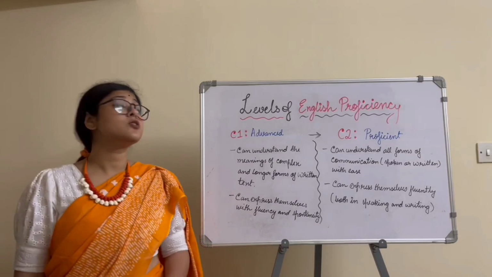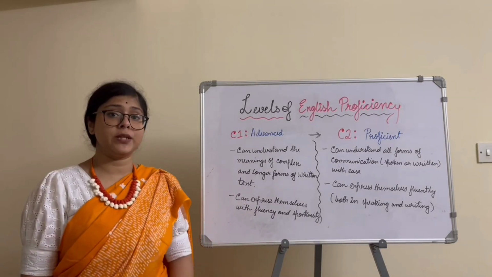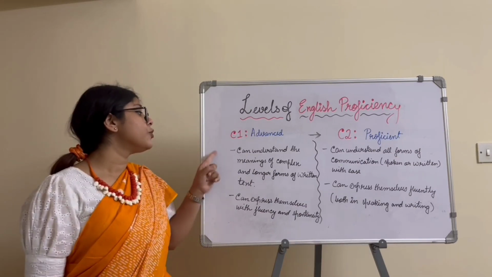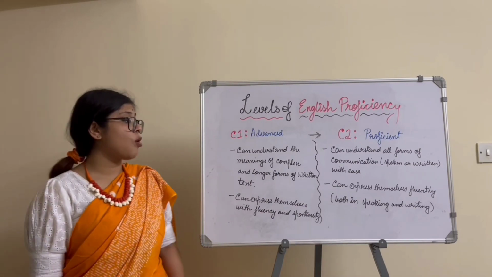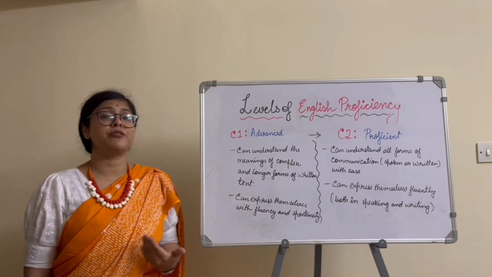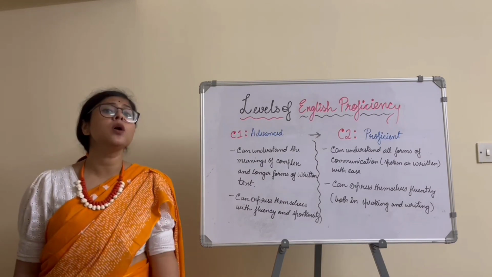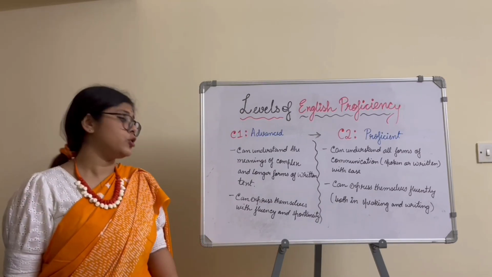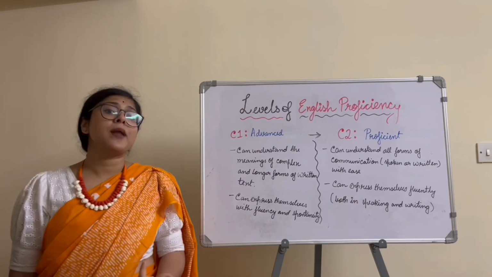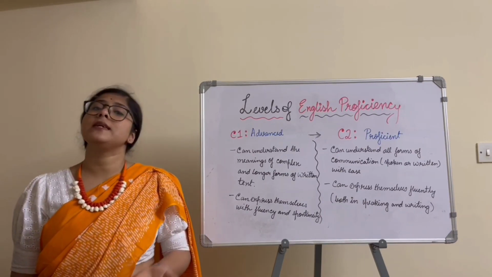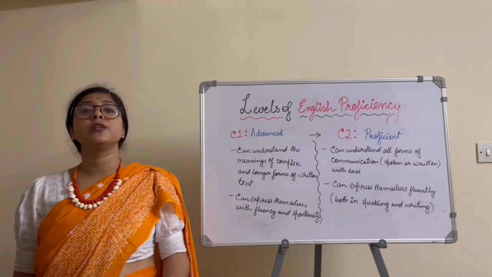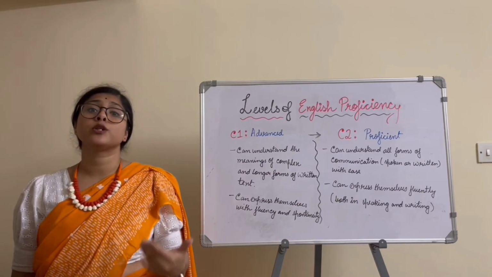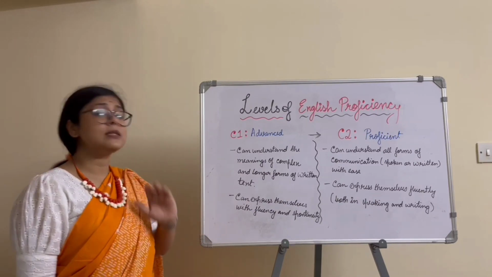Now comes the last two levels of English speaking proficiency. First one is C1, which is advanced, which means that you can understand the meanings of complex and longer forms of written text. For example, if you're reading a book, you'll be able to understand that long form of text fully and efficiently. Second, you can express yourself with fluency and spontaneity without having to think about expressions or words. And your vocabulary will also be quite advanced by this point.